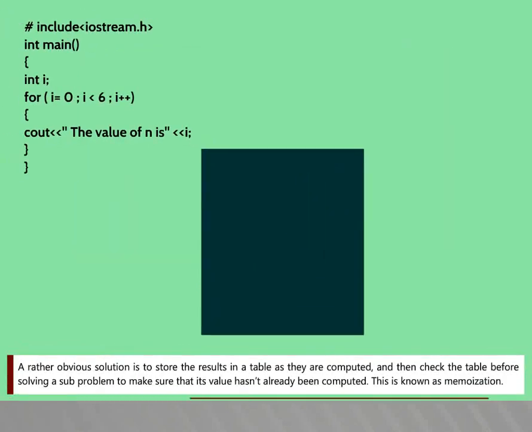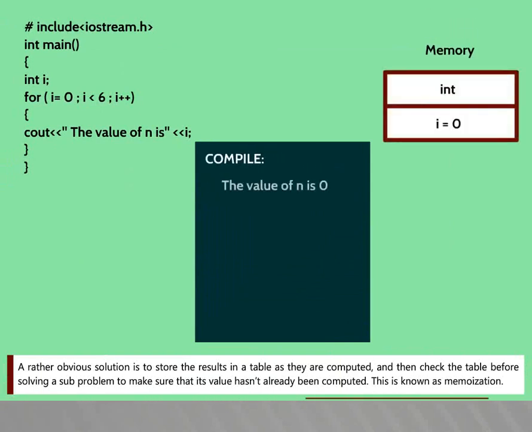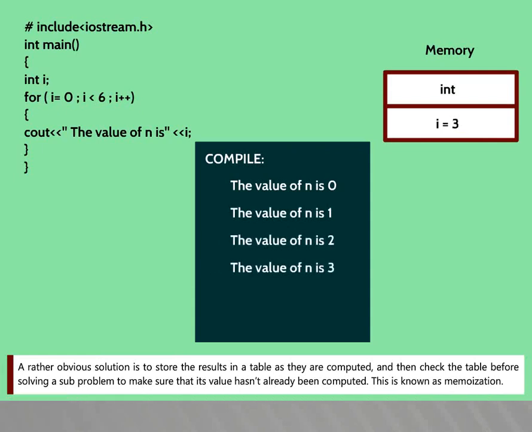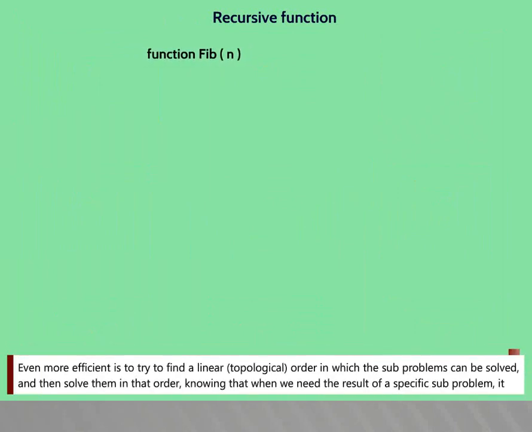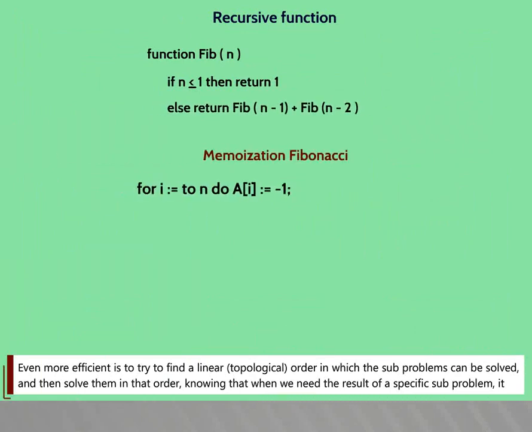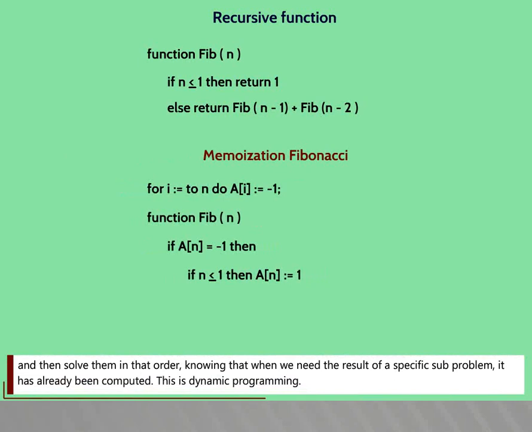A rather obvious solution is to store the results in a table as they are computed, and then check the table before solving a subproblem to make sure that its value hasn't already been computed. This is known as memoization. Even more efficient is to try to find a linear, topological order in which the subproblems can be solved, and then solve them in that order, knowing that the result of any needed subproblem has already been computed. This is dynamic programming.